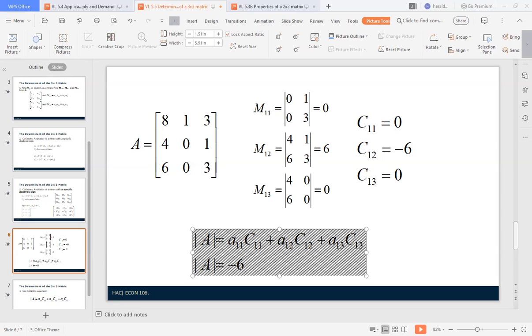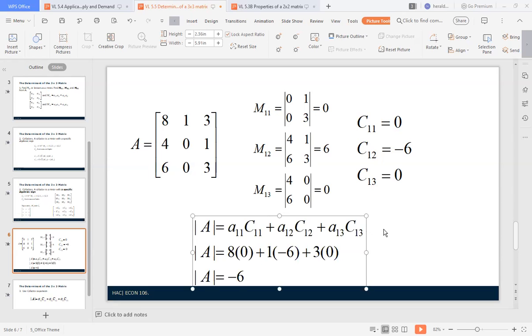Negative 6, and what is that? C12. No, A1. Okay, of 1 and negative 6. We also have A13. We have E. All right. Okay. So now, again, putting those values there.